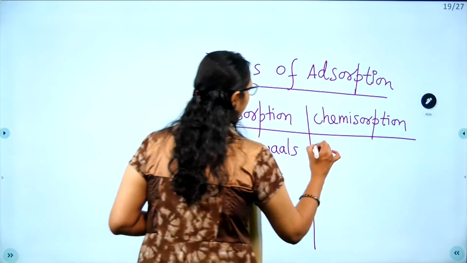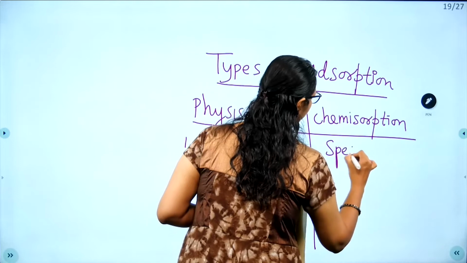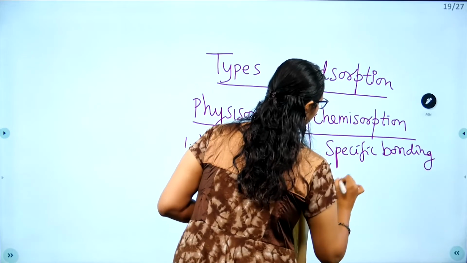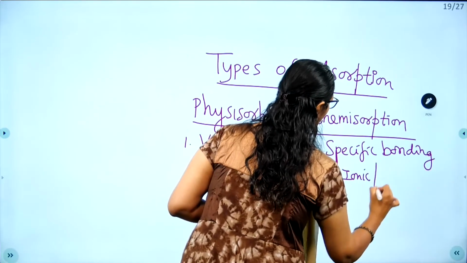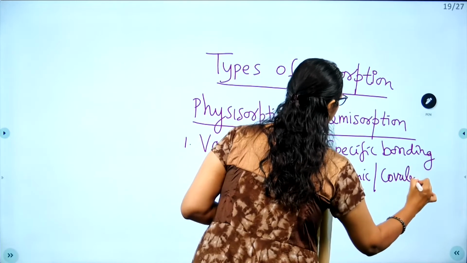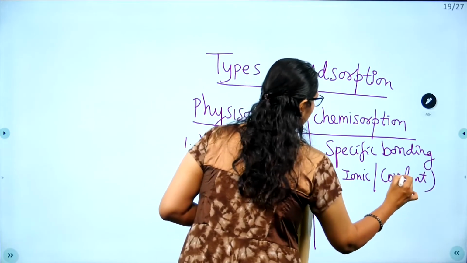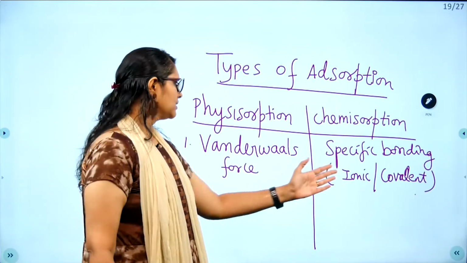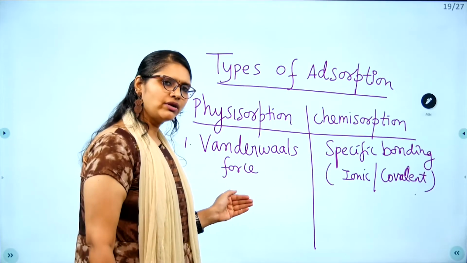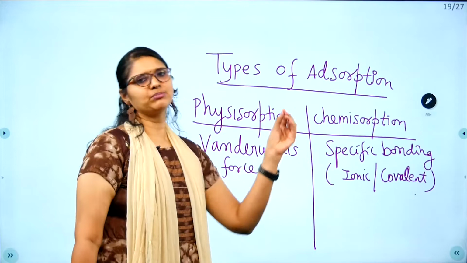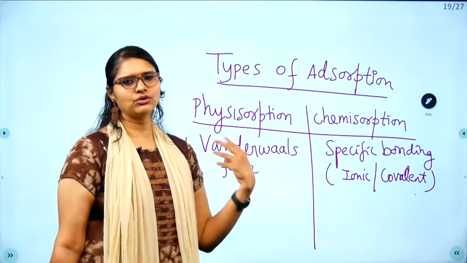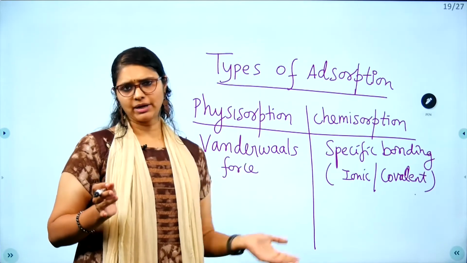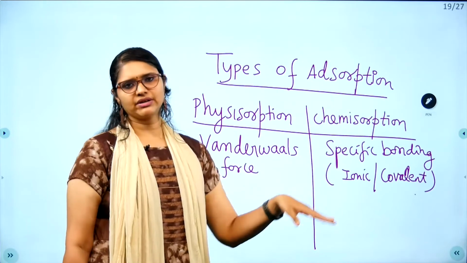And here specific forces are involved. Specific bonding means it can be ionic or covalent. So only van der Waals force is involved in physisorption, whereas in chemisorption specific bonding is involved, that is ionic, covalent or coordinate. If it is ionic, it cannot be covalent. If it is covalent, it cannot be metallic. You understand? So chemisorption has a specific type of bonding.